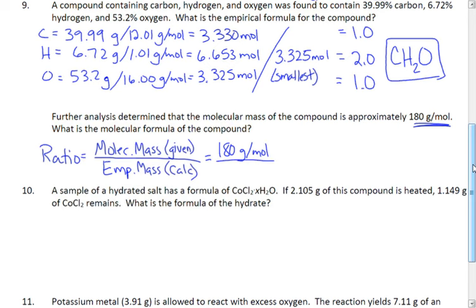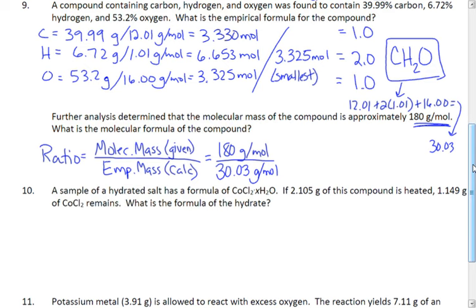And if we take our empirical formula here, we have a carbon, 2 hydrogens, and an oxygen. So we'll add those together. And that gets us 30.03. So that is our empirical mass that will go on the bottom here.